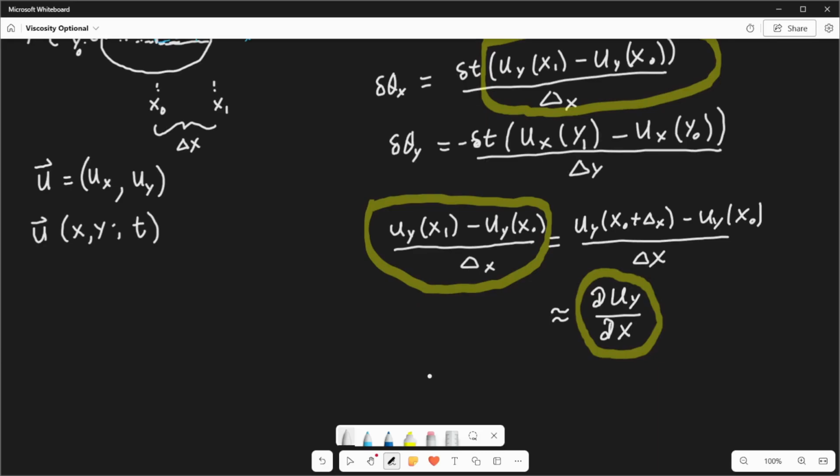So we start out with delta, not delta x, but actually delta theta x is going to go like the derivative of t, which is on the outside, and then this thing just turns into that. So d u y d x.